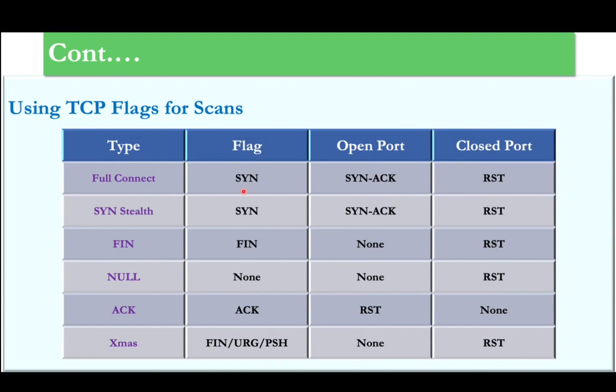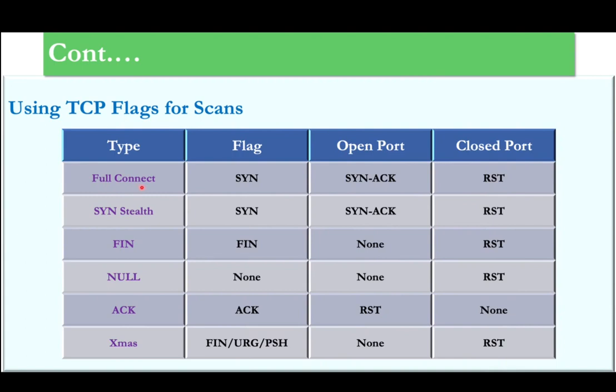If the destination side port is open, then the target is ready to communicate with the pen tester, and they will send the response or reply as SYN ACK. If the port is closed, then an RST reply will be given as the response. So Nmap, by looking at this RST reply from the target, assumes that the port is closed. Okay, so this is in full connect.